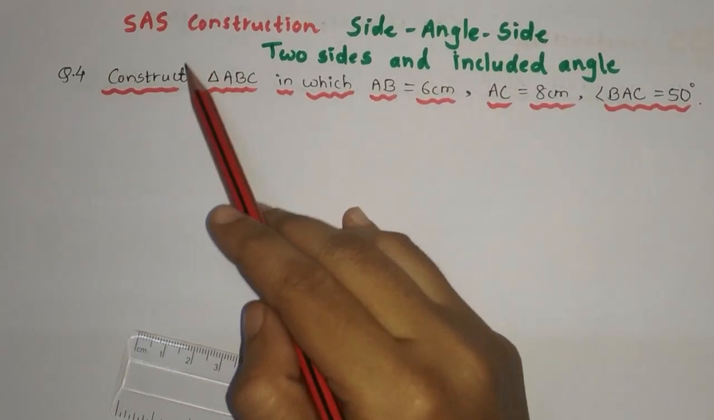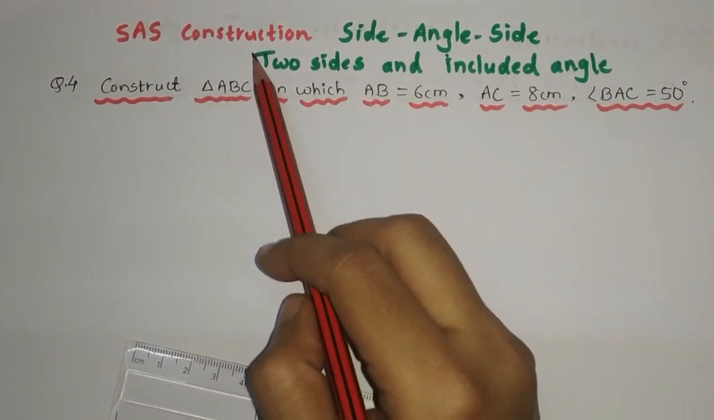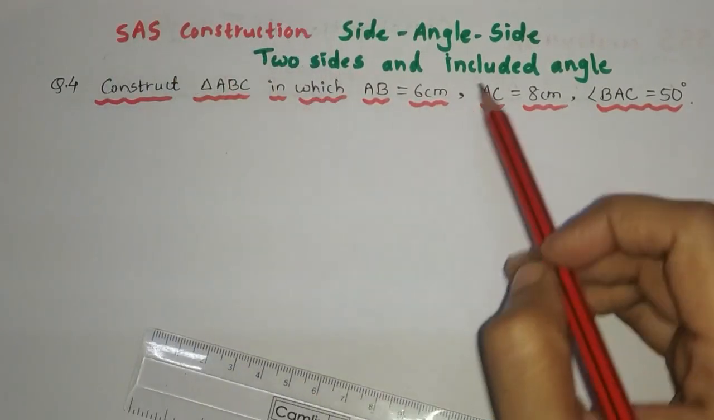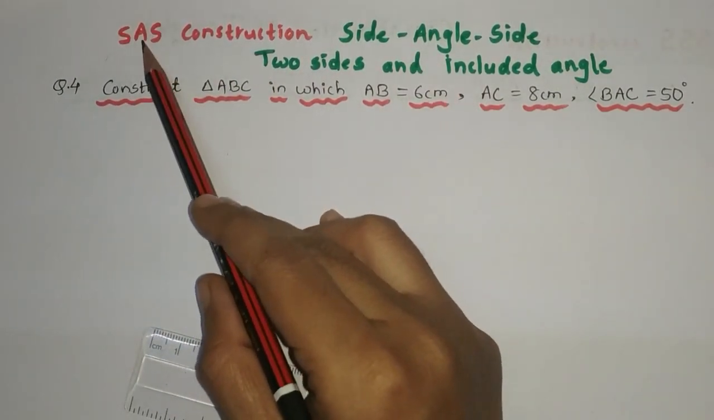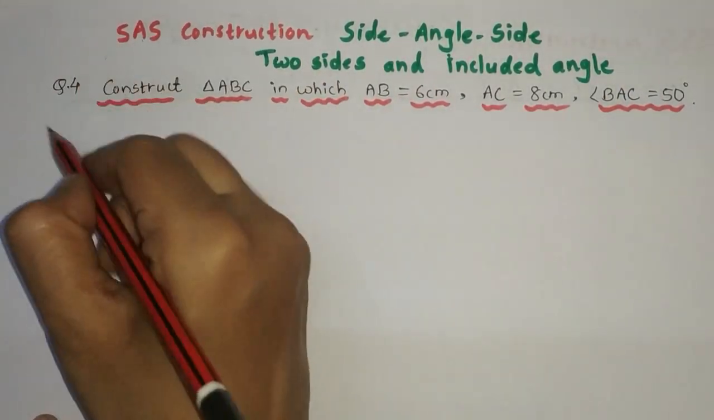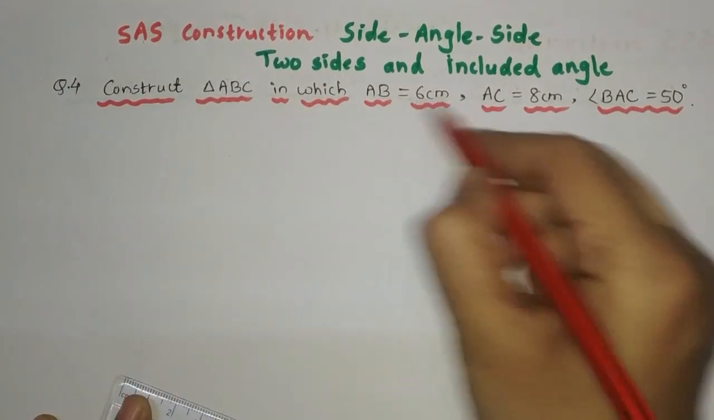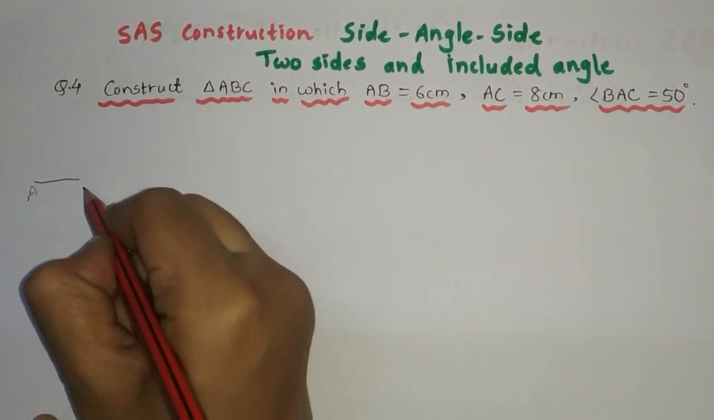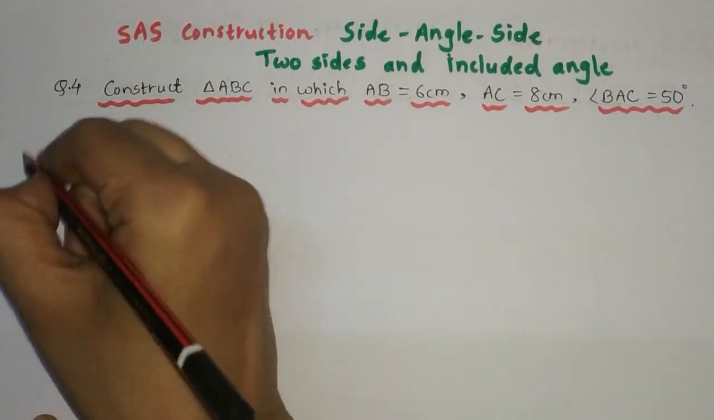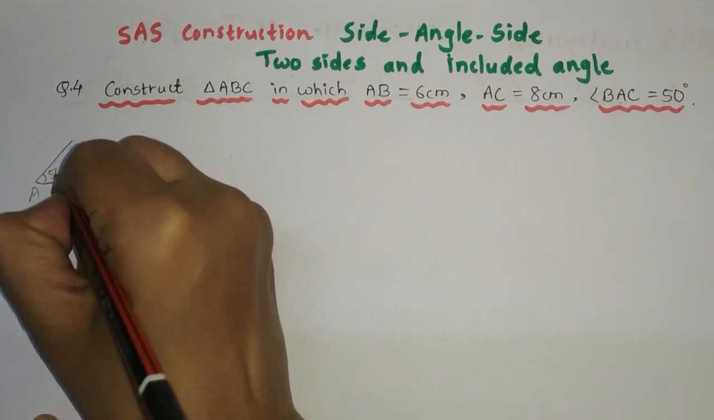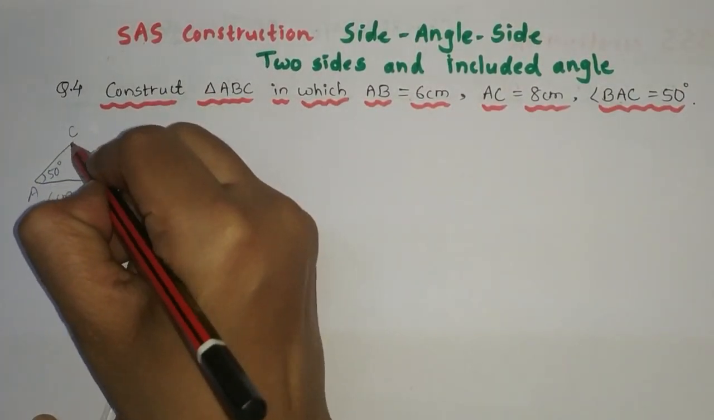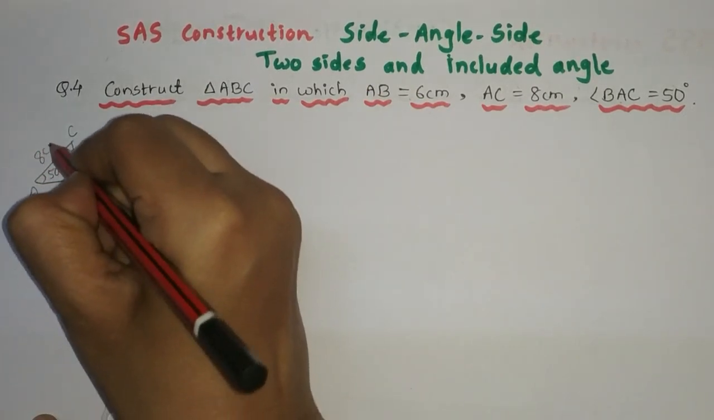Now friends, we have to draw the side angle side construction, SAS. It indicates that two sides are given and one angle. I will draw first of all a rough image. Here AB is given, which is 6 centimeter. And at BAC, that means at A, there is an angle of 50 degree. This is a new thing given here. And then AC, which should be here, is 8 centimeter.